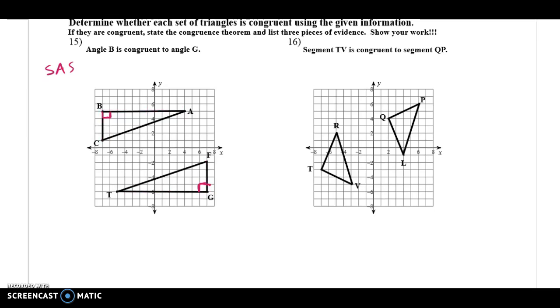For example, BC is 1, 2, 3, 4 blocks, 4 units. FG is 4 units. AB is 1, 2, 3, 4, 5, 6, 7, 8, 9, 10, 11. And TG is 12. Therefore, these two triangles actually aren't congruent.